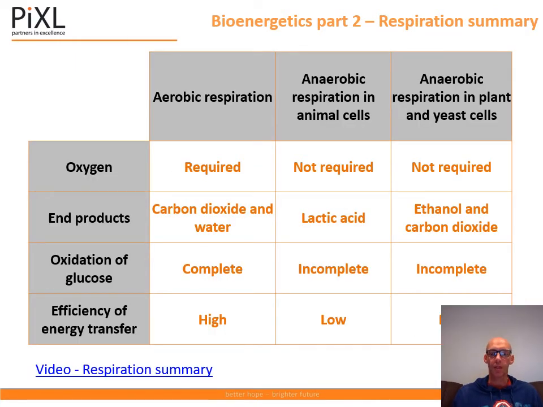So there's a quick table in summary. Oxygen is required for the aerobic. Products are carbon dioxide and water. It completely gets rid of the glucose, and we get a lot of energy. However, from these two, we get a low amount of energy from the anaerobic.